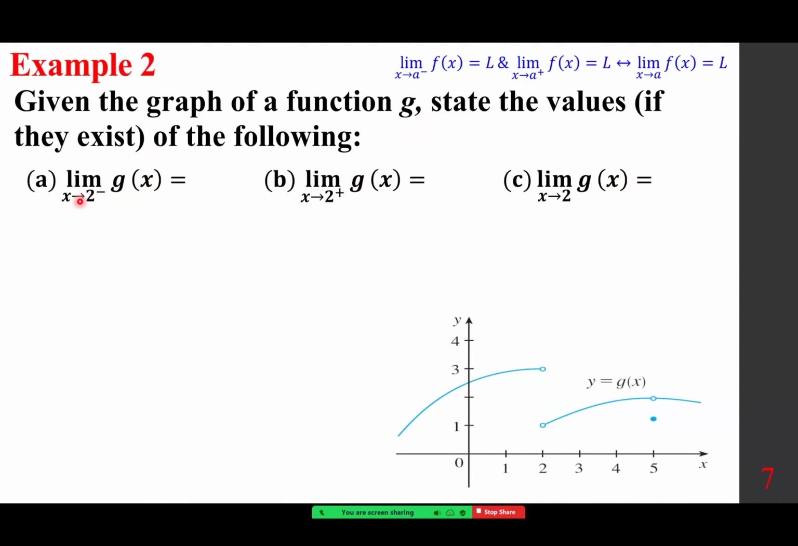So, x is approaching 2 from the left. Let me show you how that is going to work. Here's number 2 along the x-axis, here's the left side of that. Along the curve, here's the left side. We are approaching this point, and this point has a y coordinate 3.